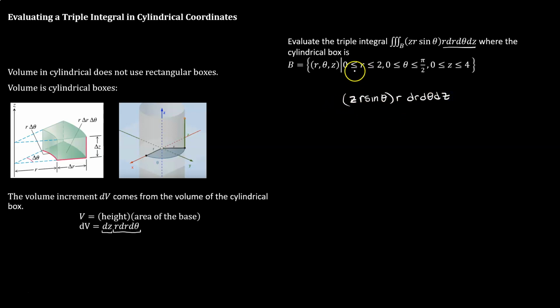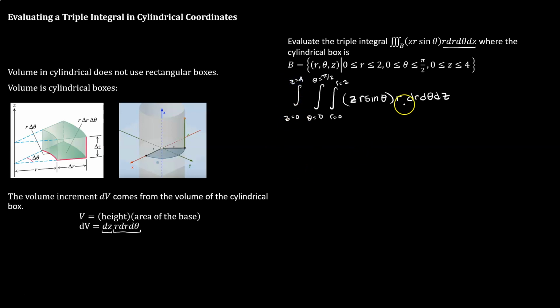Now, the truth is that all of our bounds are between constants, so Fubini's theorem says it doesn't matter which order we integrate in, but since it's already set as r, theta, z, let's go ahead and keep it that way. R goes from 0 to 2. Theta is next. It goes from 0 to pi over 2. And then lastly, we have z, which goes from 0 to 4.